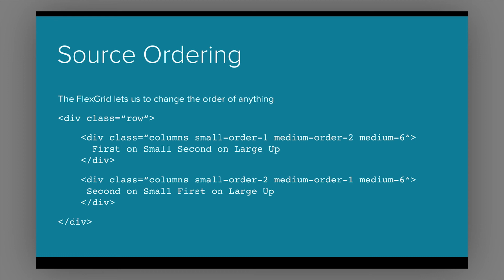So you can have one image on the left and then text on the right on a large screen, and then on a small screen have the image on the bottom and the text on top, or whatever you want to have it. So the classes are small, medium, or large, and then the word order, and then what order you want them in. First, second, third, fourth, whatever. However many columns you have.